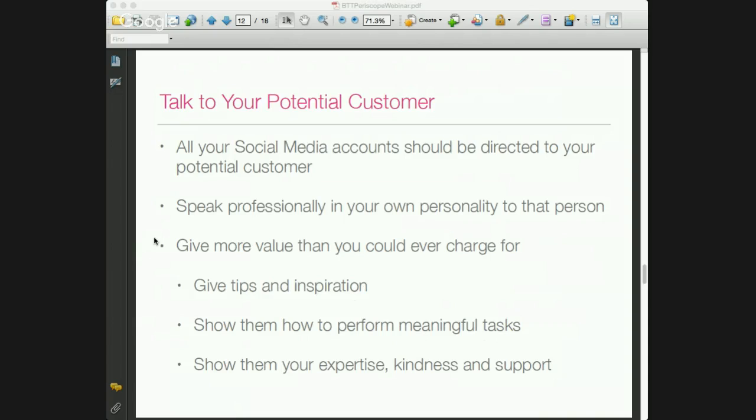So you need to understand who your potential customer is and speak professionally, but in your own personality to that person, and give more value than you can ever charge for. Please understand. I know your industry is not used to giving value and abundance. They're not used to giving things away for free, unless it's your services.